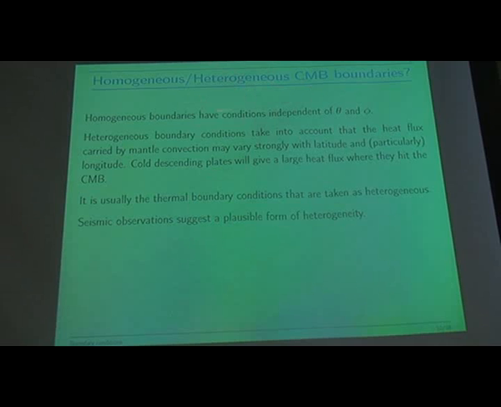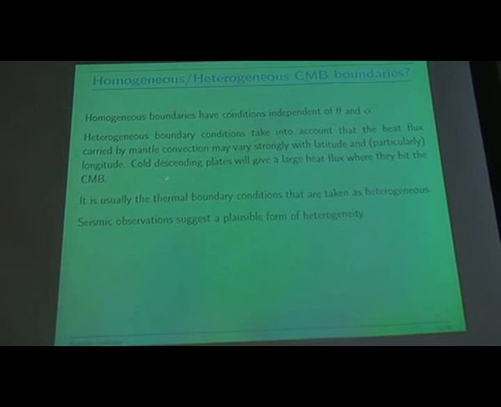Okay. Oh yes. So another current hot topic in this subject is the issue of homogeneous versus heterogeneous core mantle boundary conditions. As I said, in the standard model, we assume homogeneous boundaries, so they're independent of the latitude theta and phi, the azimuthal coordinate. I must apologise that sometimes I use theta for the angle, the spherical polar coordinate of co-latitude. Sometimes it will appear as the temperature fluctuation. We'll just have to keep alert for that possible confusion.